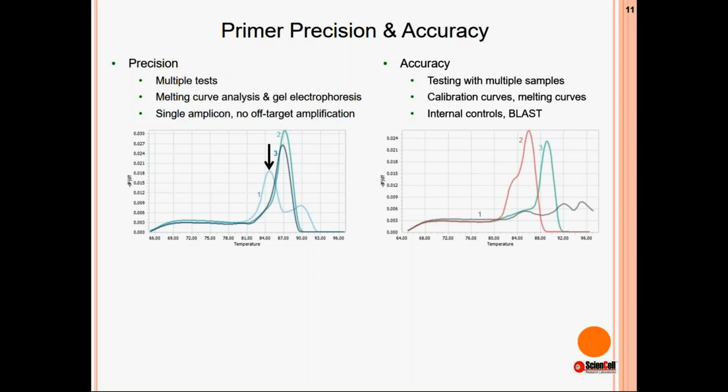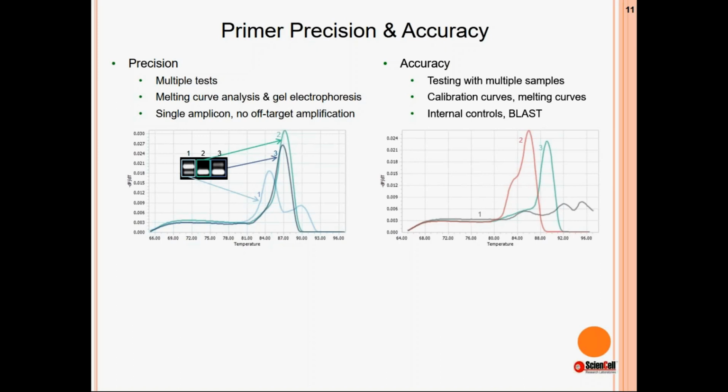At Sciencell, we run our products through gel electrophoresis in addition to performing melting curve analysis because we know that there are always exceptions. For instance, by looking at these melting peaks, one might assume the dark blue and teal blue primers for genes 2 and 3 are precise and only amplify the target sequence. But running a gel for the products indicates that the dark blue gene 3 primers are also imprecise because they yield 2 bands even though there's only one melting peak.